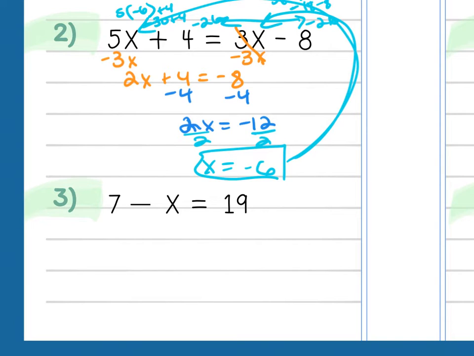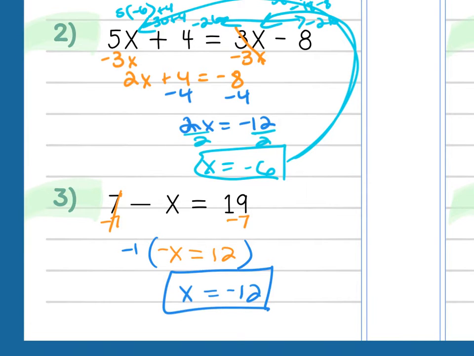All right, number 3. First step would be to do what? Good. I can either subtract 7 from both sides or add x. I'm going to subtract the 7. This cancels. I get negative x equals 12. And then I have to divide or multiply by a negative 1 to get rid of the negative in front of the x, and I get x equals negative 12. And again, I could have plugged that in to check.